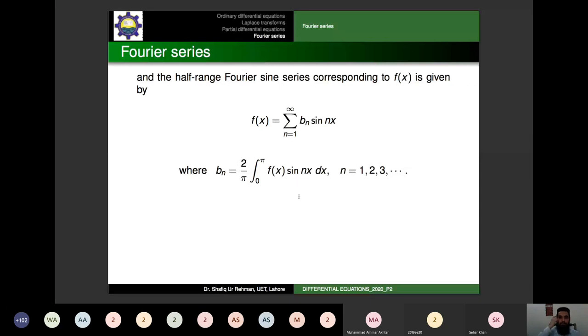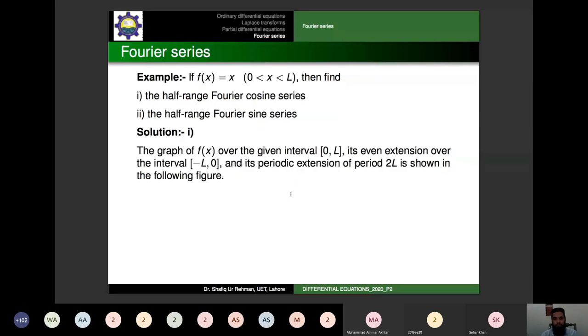All right, take an example. A pretty simple example. The simplest example that you could imagine: f of x is equal to x. It's a straight line. The interval is from 0 to L. So in the first quadrant, this portion of the graph is there over the interval from 0 to L. Then find the half range Fourier cosine series and the half range Fourier sine series.